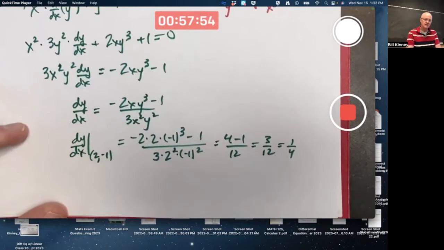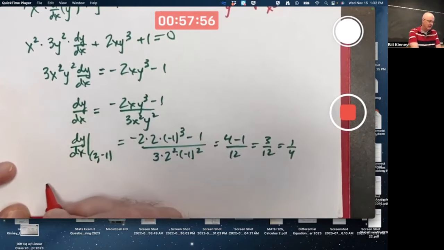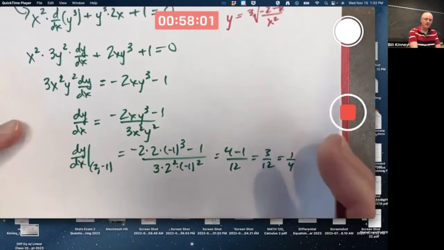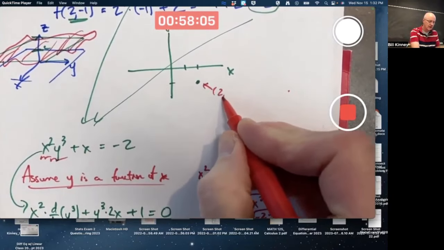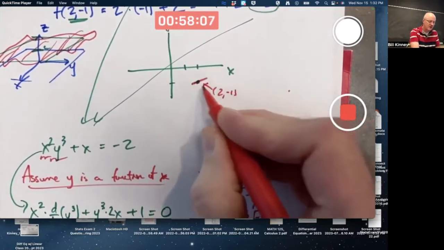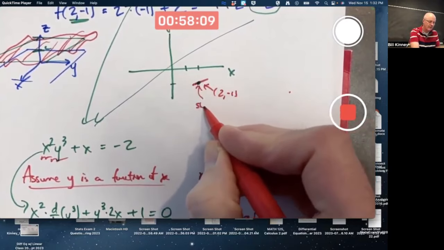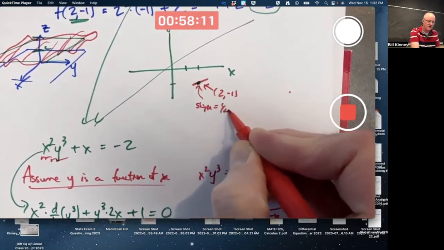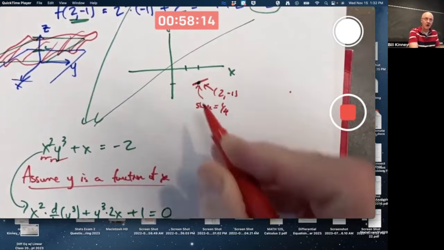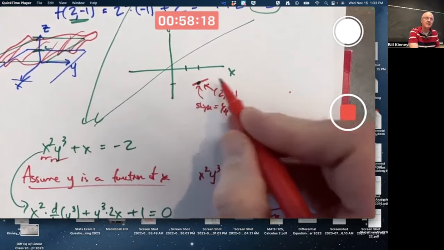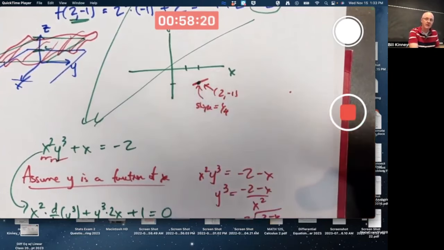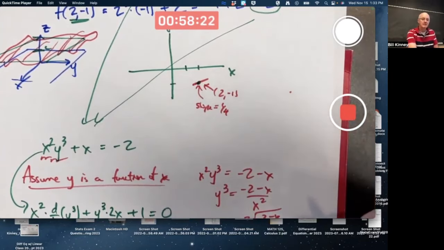Tangent line approximation. How? Well, we know a point on the curve, (2, -1). We also know the slope of the tangent is 1/4. That's the tangent line there. It's not the curve itself because it's straight. The curve itself just looks like the tangent line near this point. It's a good approximation when x is close to 2.